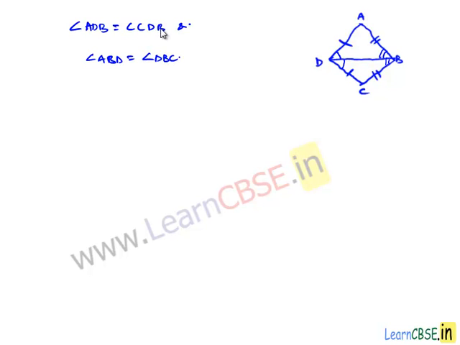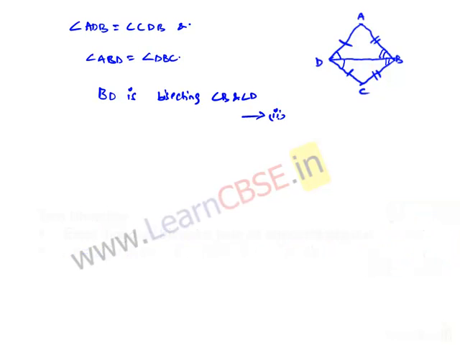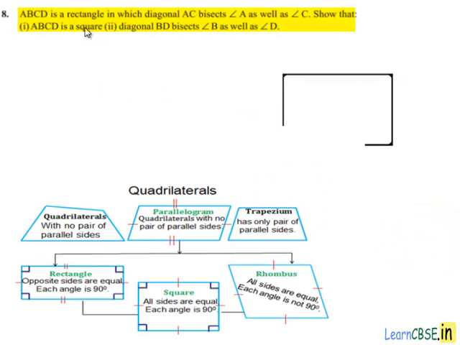So here, as these two angles are equal, as angle ADB is equal to angle BDC and angle ABD is equal to angle DBC, we can say that BD is bisecting angle B and angle D. This is what our second subpart proof. Moving on to the 8th question.